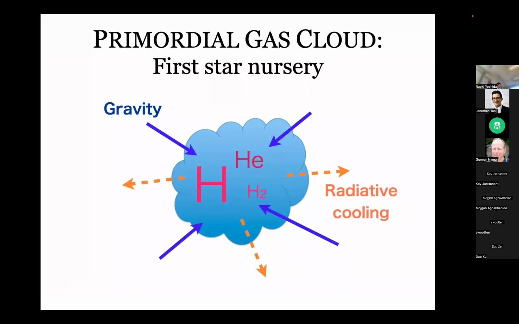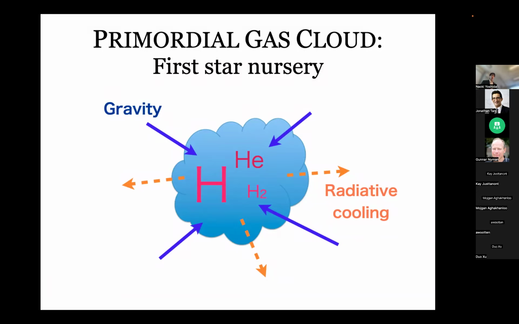You can imagine that just like this picture. There's a diffuse gas consisting of hydrogen and helium, and maybe a trace amount of hydrogen molecules, and that's it. And the gas is pushed by self-gravity, or by that of dark matter. And the slow radiative cooling by H2 molecules makes it cool and condense.